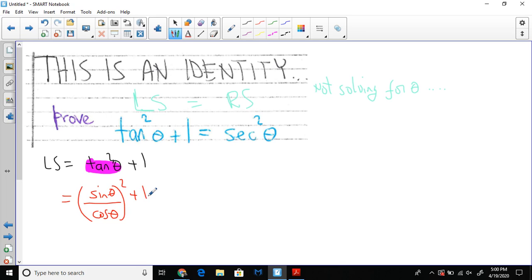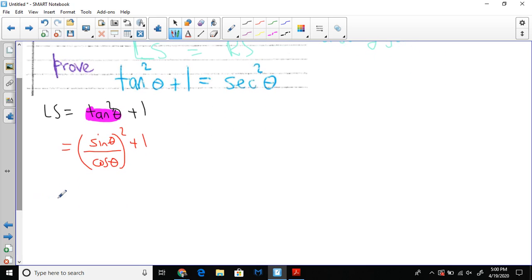Okay, everybody cool with that for now? So now I say, okay, well, what do I do next? Well, let's just keep this squared, right? So I'm going to write this as sine squared theta over cos squared theta plus 1. Now, what can I do, right? So here's where you have to think about it algebraically.